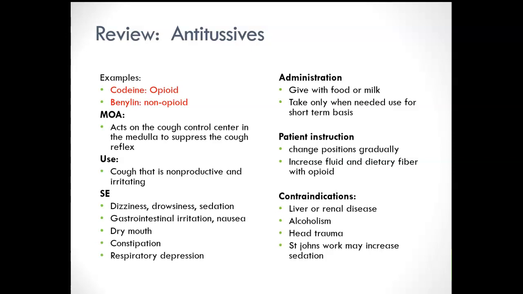And then it should just be taken short term. A lot of times just turning that cough center off for a while can be enough to get the patient past this chronic cough or this acute cough. Change positions gradually, increase fluid and dietary fiber since they're taking an opioid. So just make sure that, while we're fixing one problem, we don't cause another. And then contraindications are people with liver or renal disease, alcoholism, head trauma, St. John's wort, that should be wort, W-O-R-T, because they can cause increased sedation.